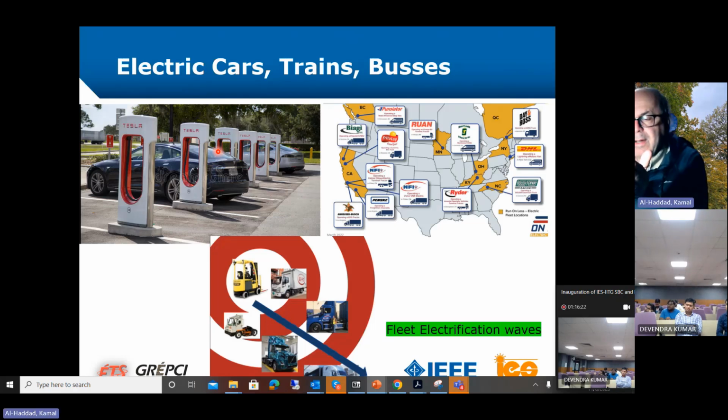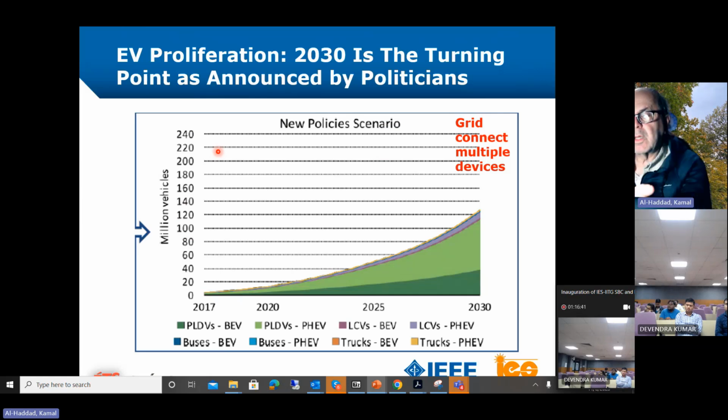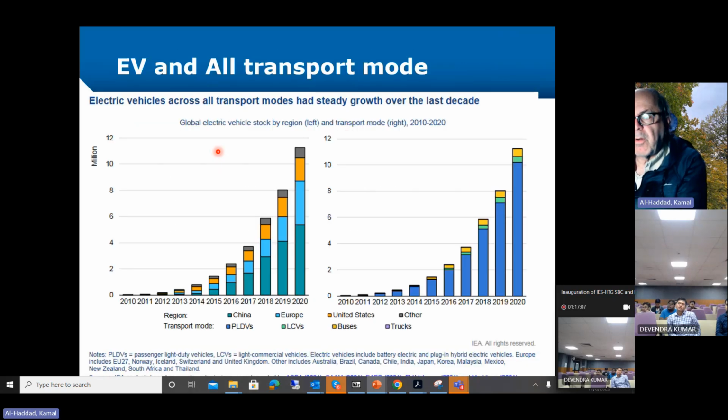Moving ahead at a higher level, we have the fleet electrification wave. Everyone, for transportation, for trains, for buses, is moving ahead with electrification. So it means a lot of energy. Look at the forecast for electric vehicles by 2030, by 2050. Everyone is expecting exponential growth of grid-connected devices taking energy from the grid and putting it into energy storage devices. Till now we are talking about lithium-ion batteries, but we are moving ahead toward solid-state batteries.